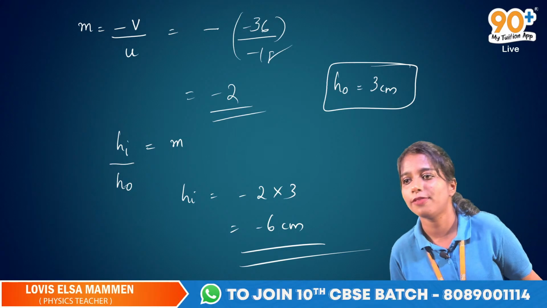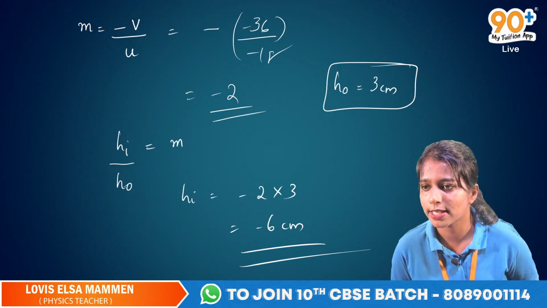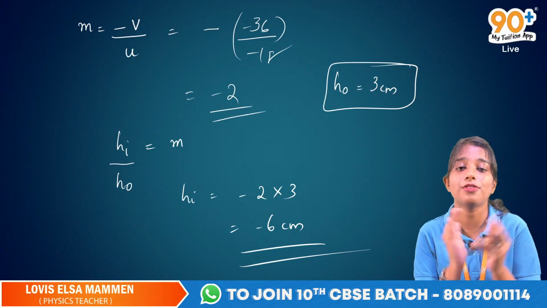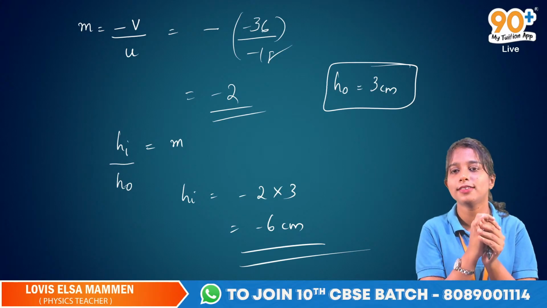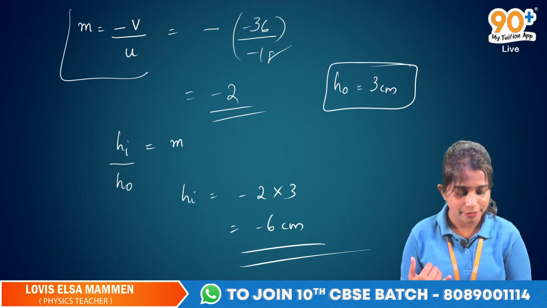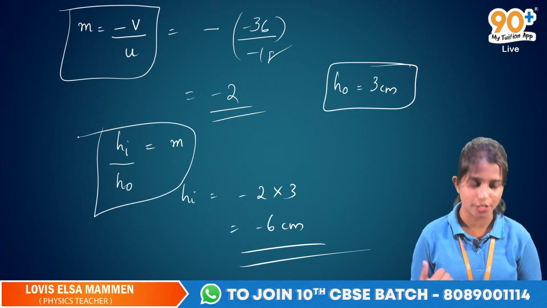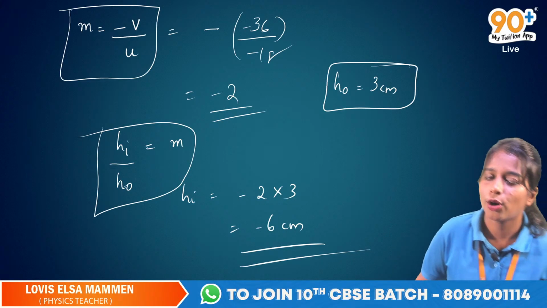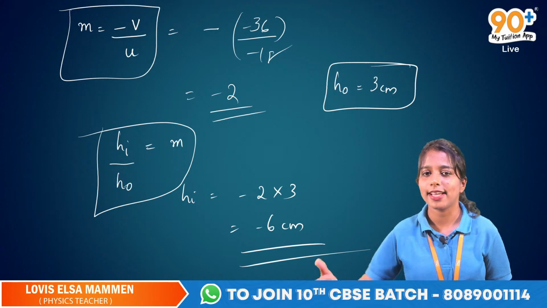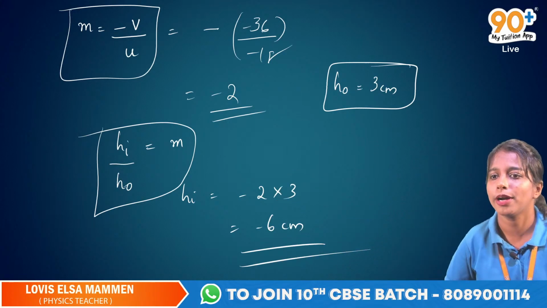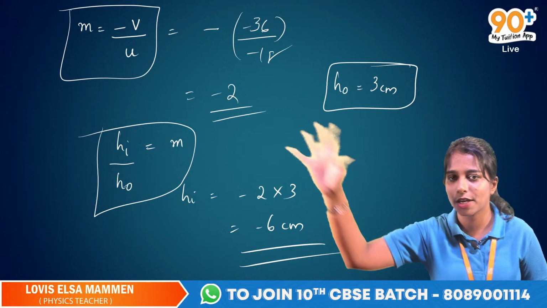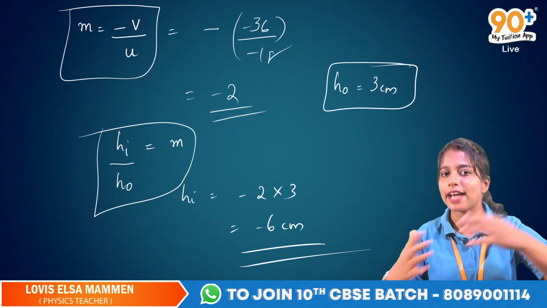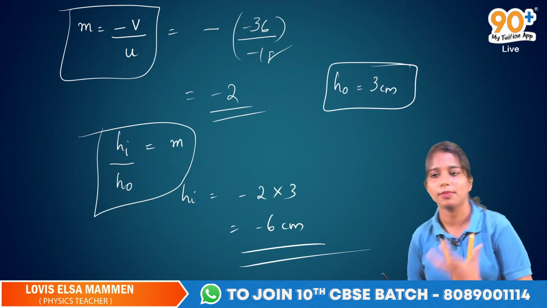So this is how you will find the answers. For this you need to understand the equations: the mirror equation, the magnification equation, and the height of the image equation. These 3 equations are very important and should be identified accordingly. Only 3 equations, then it's easy. The numericals can vary, the numbers can change, but the concept is the same.